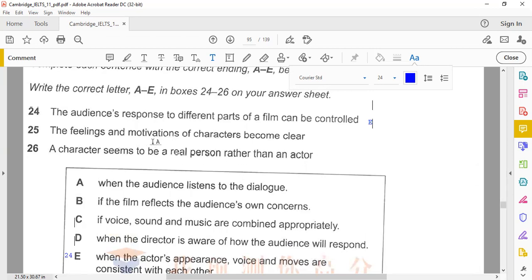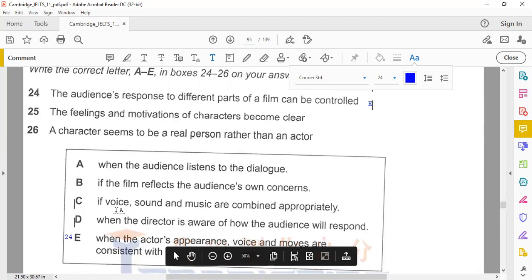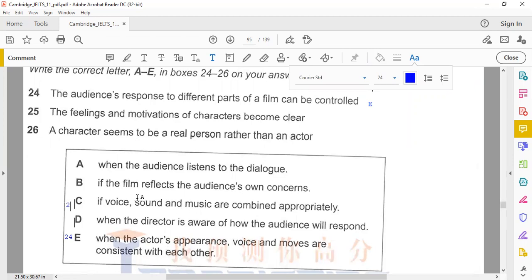Then, the feelings and motivations of characters become clear if voice, sounds, and music are combined appropriately. Well, that's good. That's it. So 25 matches to C. Here we are.